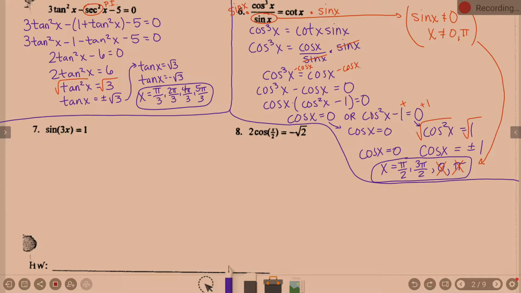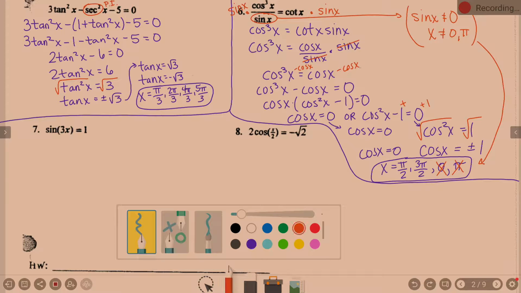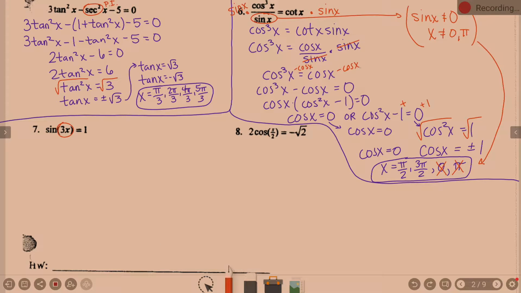Let's try number 7 then. What's different about 7? And 8 for that matter. What's different about these bottom two problems compared to everything else? It's like the 3x. Yeah. Instead of it just saying, when does sine x equal 1, they're asking where does sine of 3x equal 1. So we just kind of have to think slightly differently here.